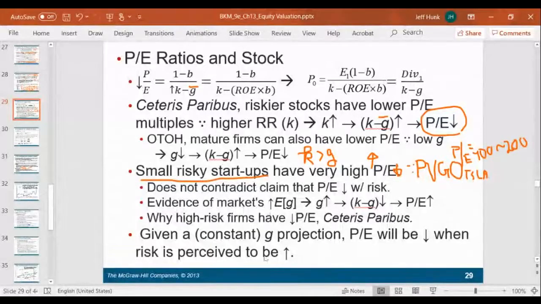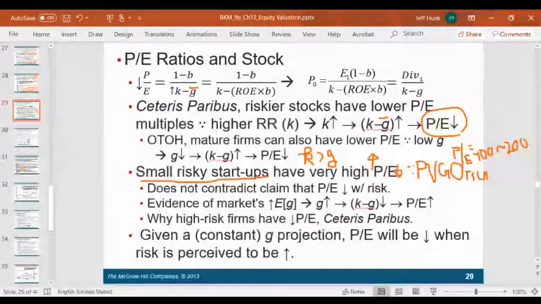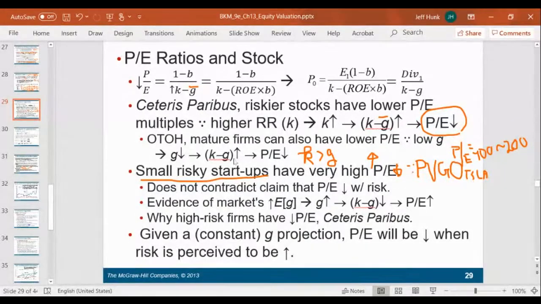So that was a pretty good example of how it does not contradict. Now, you might wonder, didn't I say a while ago that the risky firms have low price earnings ratio? I did, yes, but that doesn't contradict. Just because risky firms also have high price earnings ratio doesn't contradict the claim that price earnings ratio goes down with risk.